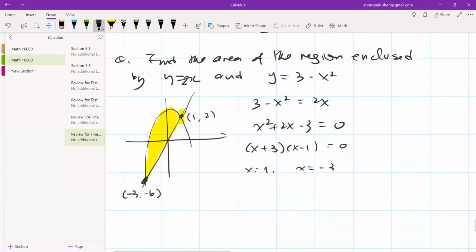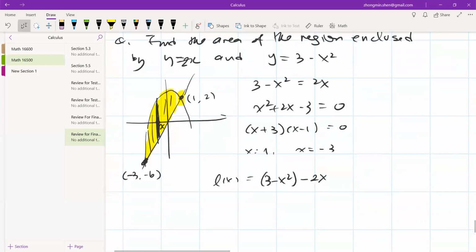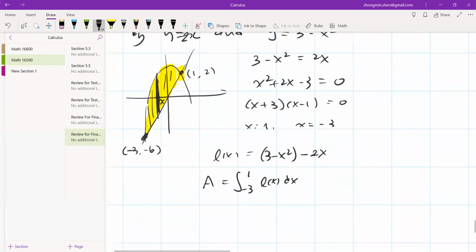Then the area of this region is going to be those vertical lines, right? The length, so L and X, for any given point X, you have to find the length. The length of this cross section is going to be the curve on the top minus the curve at the bottom. So this will be the length, okay? So the area is going to be the integral from -3 to 1 of the length function, okay?